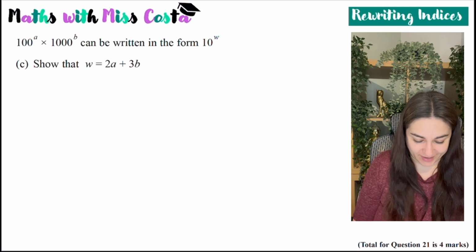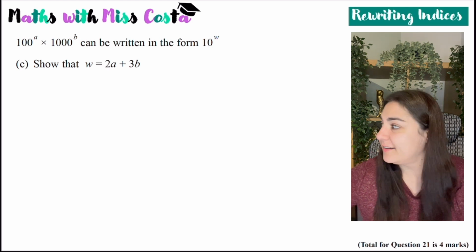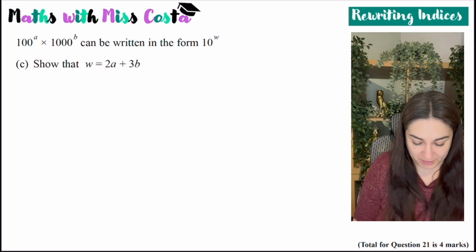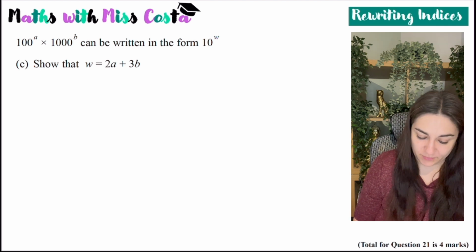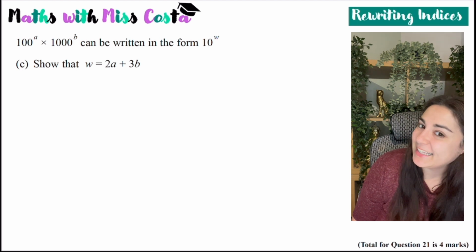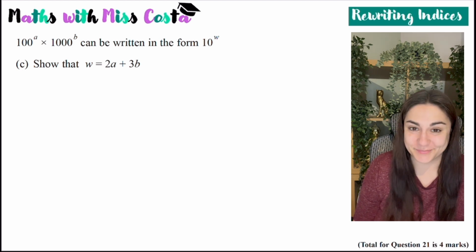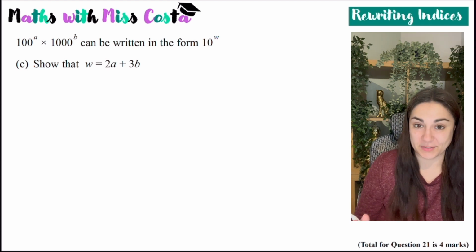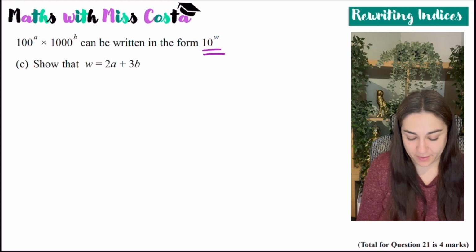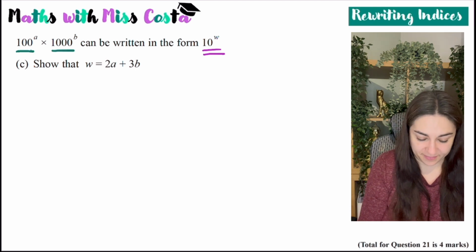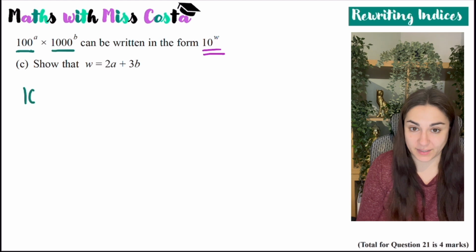Okay, show that 100 to the power of a times by 1000 to the power of b can be written in the form 10 to the power of w. So this is quite a difficult question. There's no two ways about it, but let's have a think about what's going on. We've got 10 to the power of w. That's how we want to write it. We want to write this and this in the form 10 to the power of something.